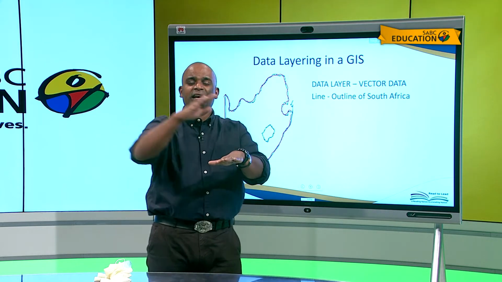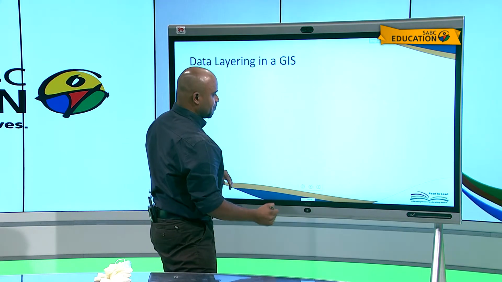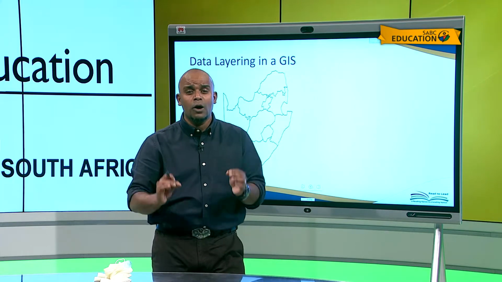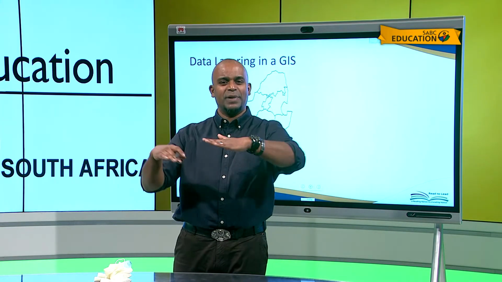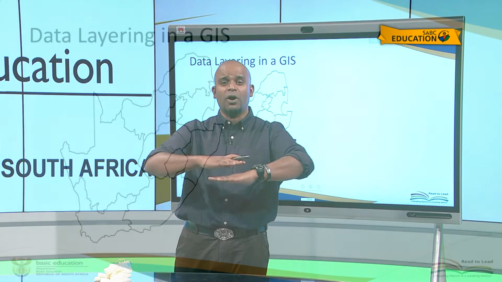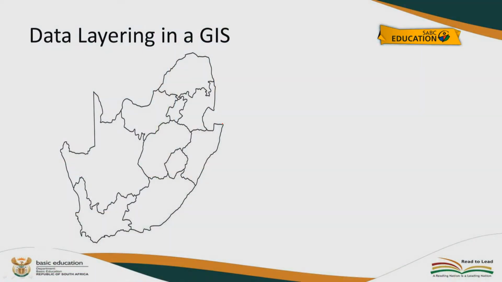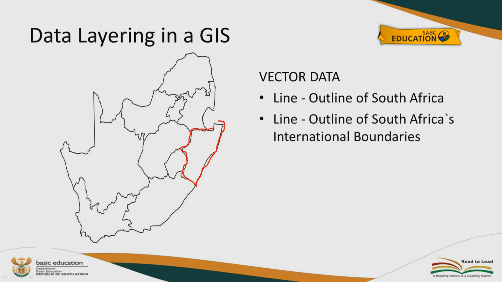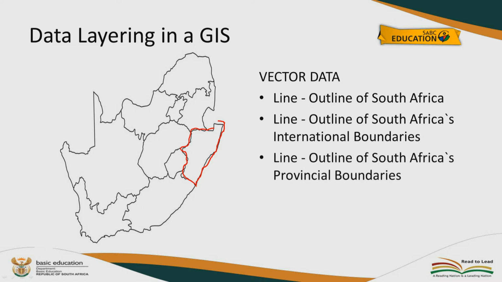Now, let's put another layer on top of that. Notice the next layer. You have now provincial borders. So I've placed my outline of South Africa below, and what's on top? The provincial borders. Notice how the provincial borders are indicated. Here's the province of KwaZulu-Natal, which forms an outline against the outline of South Africa. So in terms of my vector data on this particular map, I have an outline of South Africa, an outline of international boundaries, as well as provincial boundaries.